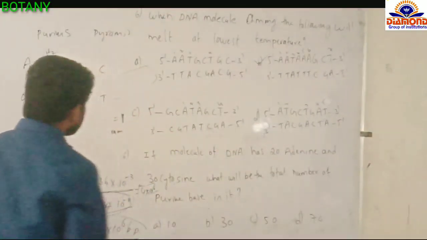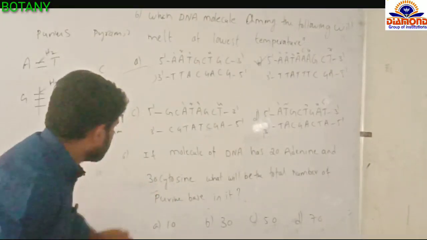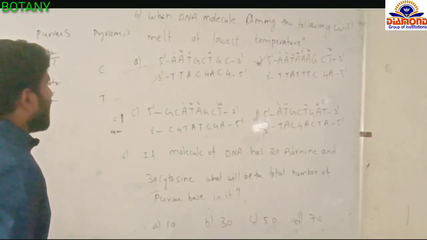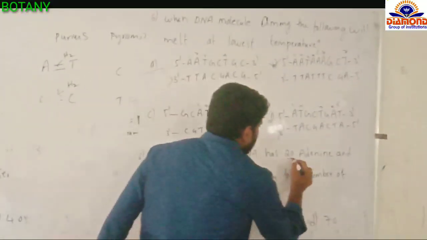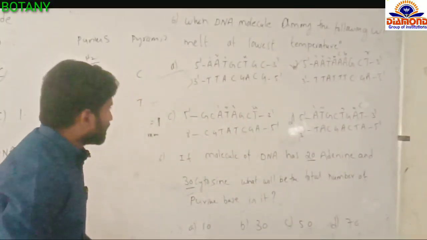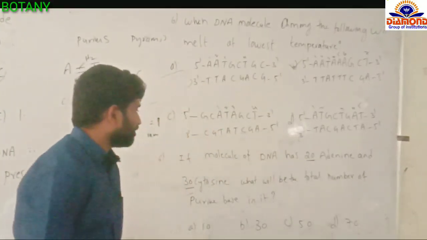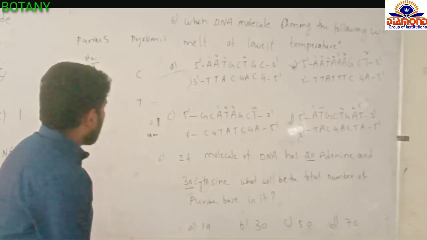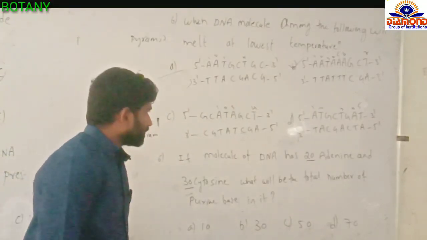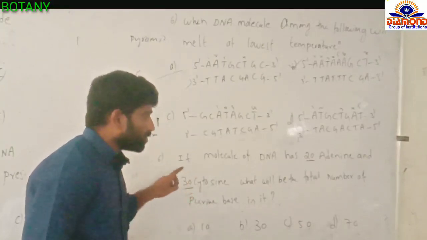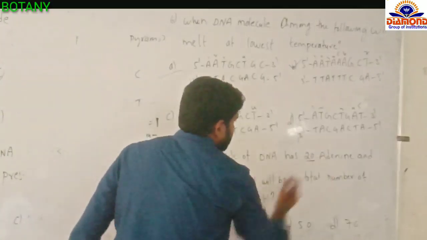Let's see the next question. A molecule of DNA has 20 adenine and 30 cytosine. What will be the total number of purine bases in it? So you have to calculate the total number of nitrogen bases in the given DNA molecule. Again we have to apply Chargaff's rule: the number of purines equals the number of pyrimidines. You know that adenine is a purine.